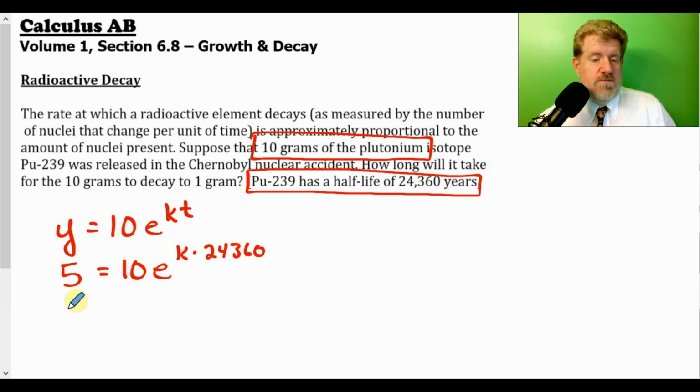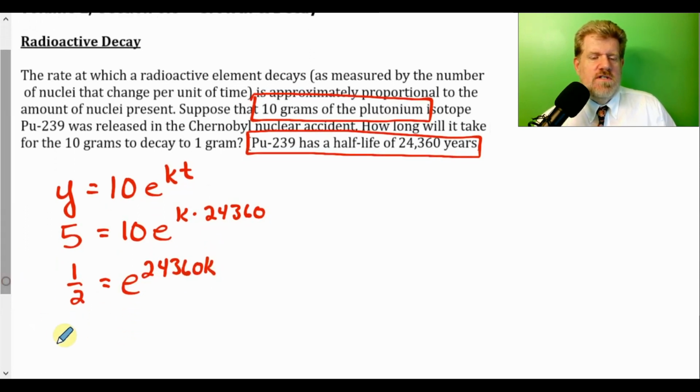I'm going to divide both sides by 10. And if I divide both sides by 10, guess what? What is 5 divided by 10? It's 1/2. Half-life. Interesting. Alright, again we're going to do our inverse, which is natural log. Natural log of 1/2. Remember, any natural log of a number greater than 0 and less than 1 is negative.